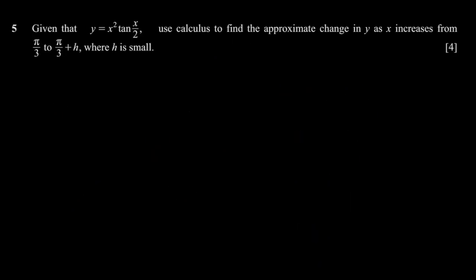Okay then. So we've got question 5. Given that y is equal to x squared times tan x upon 2, use calculus to find the approximate change in y as x increases from pi by 3 to pi by 3 plus h, where h is small.